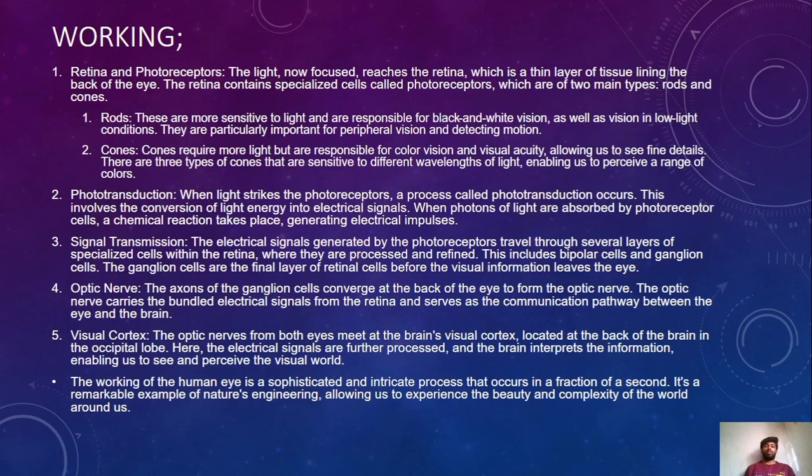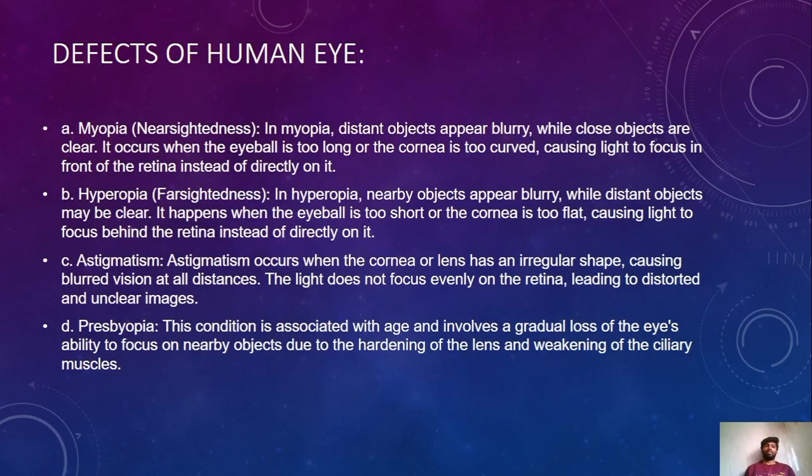The working of the human eye is a sophisticated and intricate process that occurs in a fraction of a second. It's a remarkable example of nature's engineering, allowing us to experience the beauty and complexity of the world around us. Next, we move on to defects of the human eye.